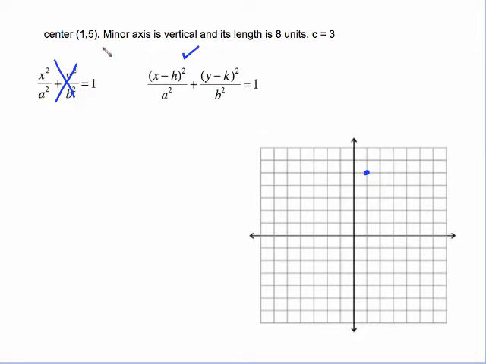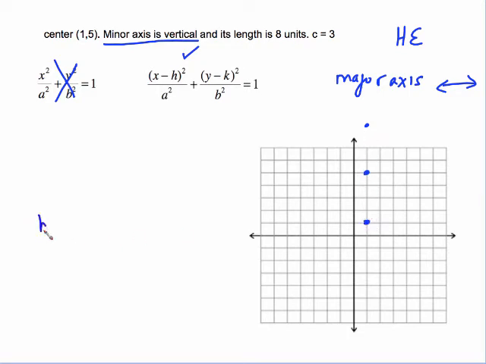Also, I know that the minor axis is vertical. The minor axis is vertical. That means the major axis is horizontal. If the major axis is horizontal, we're looking at a horizontal ellipse. If the minor axis is vertical and its length is 8 units, now the total length is 8 units, that means 4 units in this direction and 4 units in this direction, 1, 2, 3, 4. Now that is vertical.